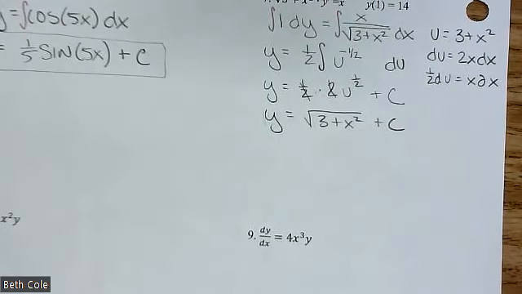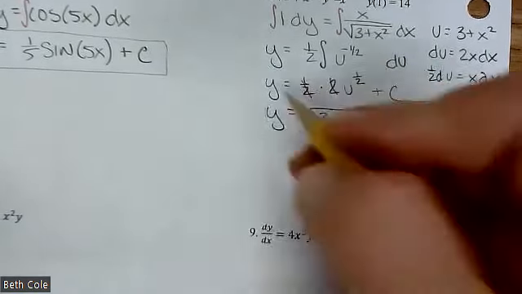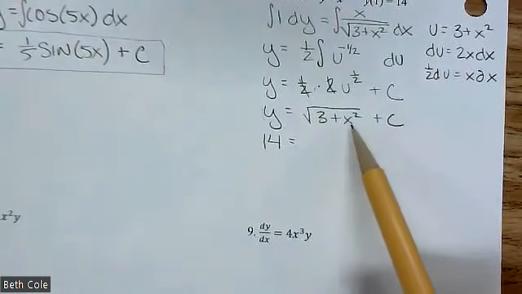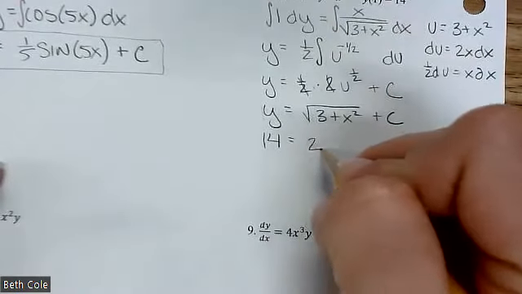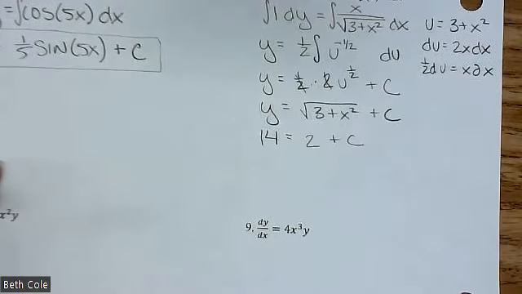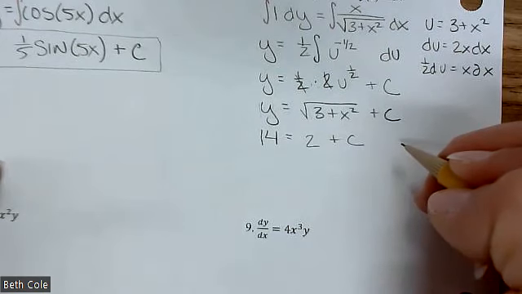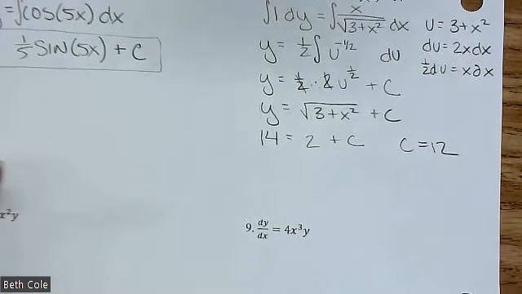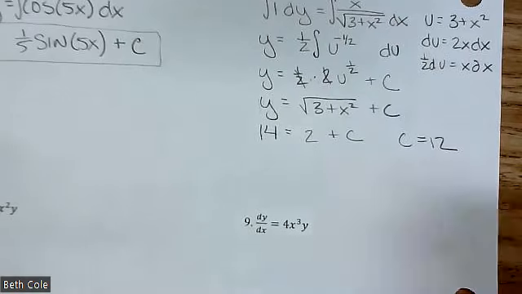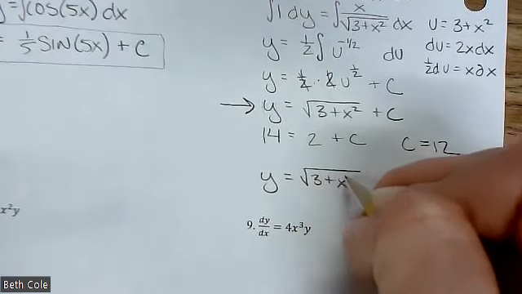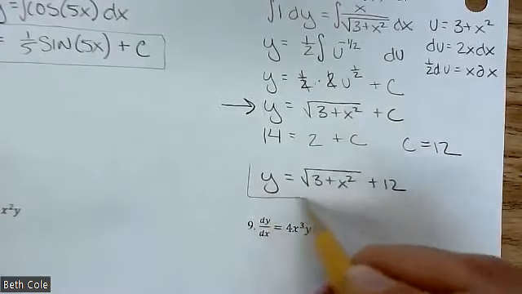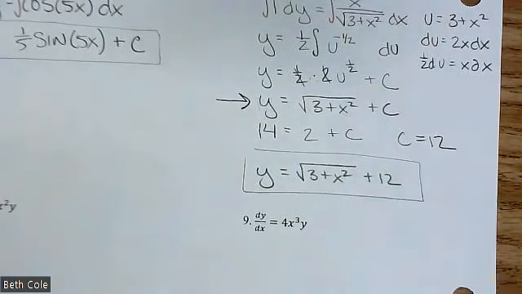Okay, now we'll plug in the initial condition. I'm sorry. You guys caught it. So 14 equals, if we plug in 1, what'll that be? Square root of 4. So 2 plus C. So C is 12. And so we're going to go back and recopy that step, except plug in the 12 for C. And y is already alone because it was just dy equals in the original problem.